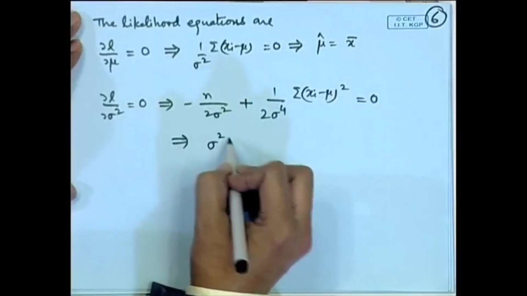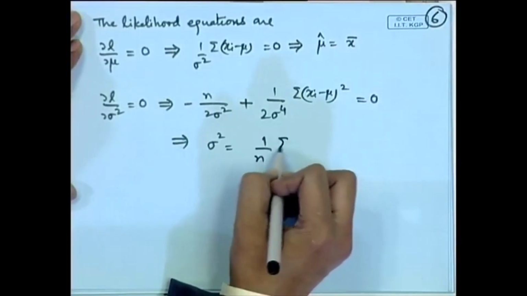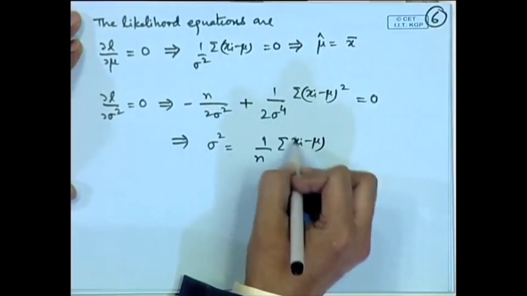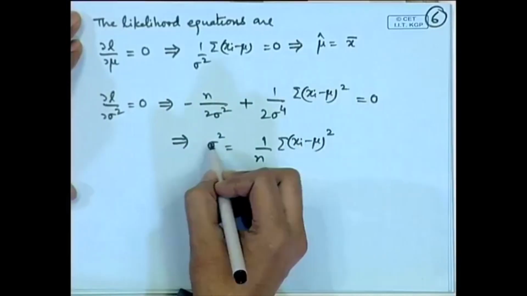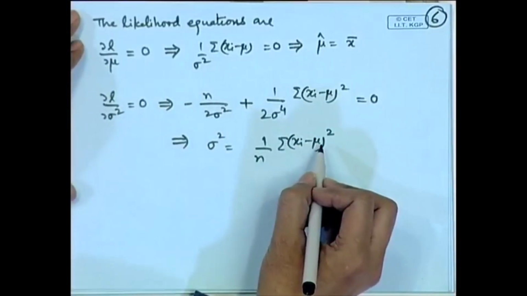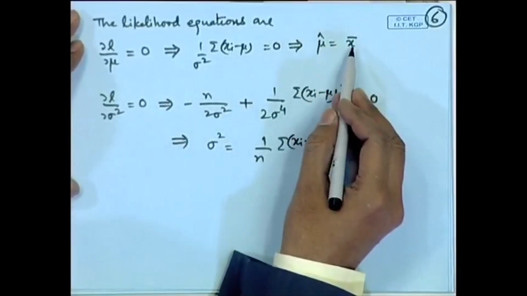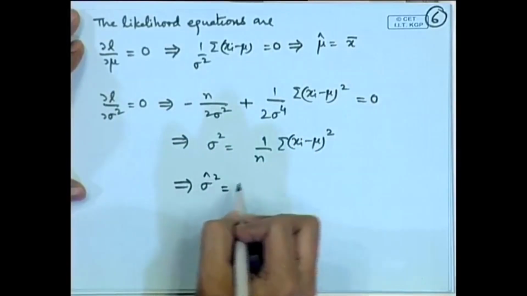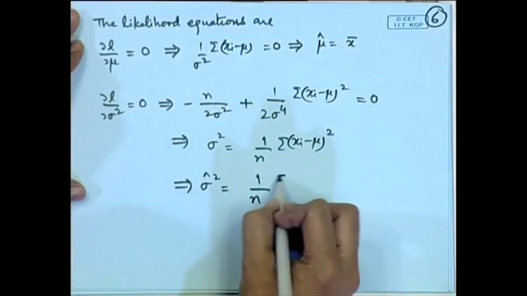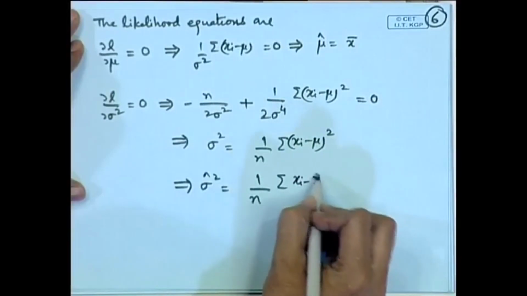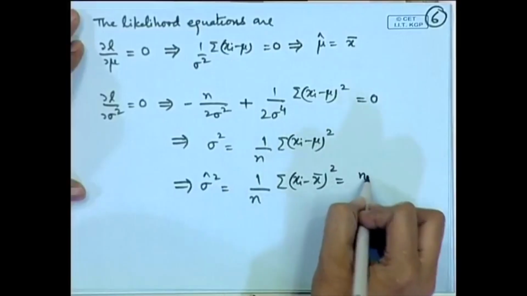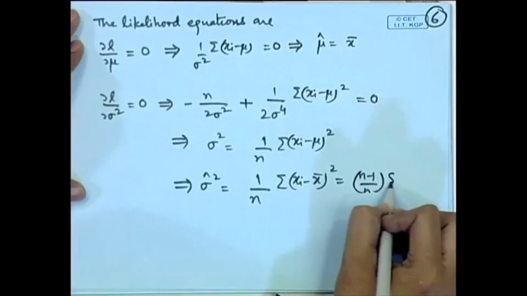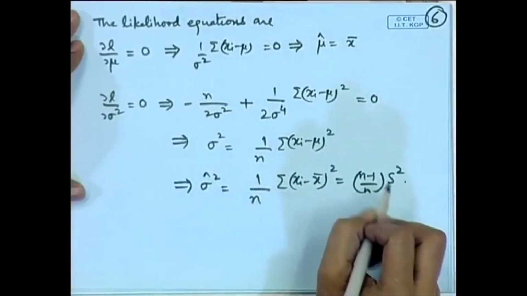This gives sigma square is equal to 1 by n sigma x i minus mu square. That means the equation for sigma square involves mu. So, since we have already got the solution for mu, we can substitute. So, sigma hat square, that is the maximum likelihood estimator, becomes n minus 1 by n s square. You can note here that it is similar to the method of moments estimator in this case.